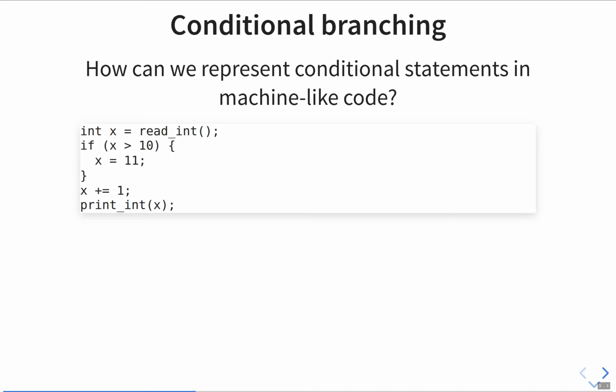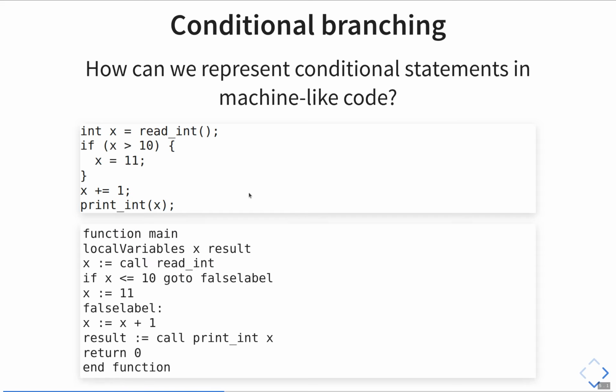What about conditional branching? So here we have some C code we want to try and convert to simple IR to get a better understanding of how this actually works. So we have an integer x we're assigning to the call to readInt. We're checking if x is greater than 10. If it is, we're assigning x to 11. And then no matter what happens here, we then execute x plus equal to 1 and then call printInt passing it x. So let's look at the simple IR translation.